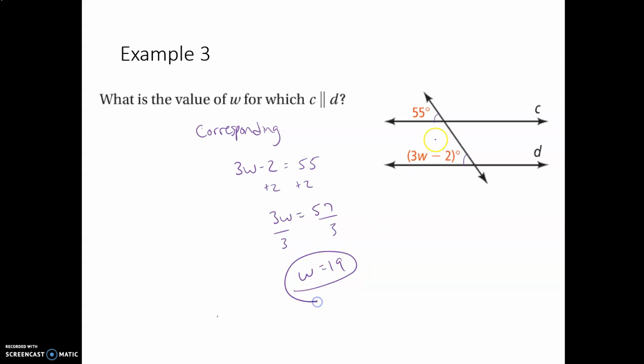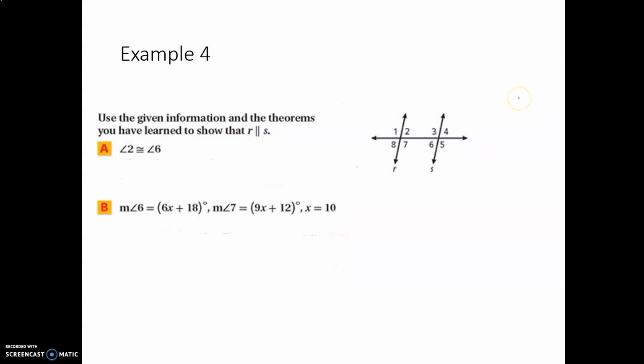So if W equals 19, then both of those angles would be 55 degrees. Corresponding angles would be congruent. So yes, the lines would be parallel. Sorry, that was not our last one.